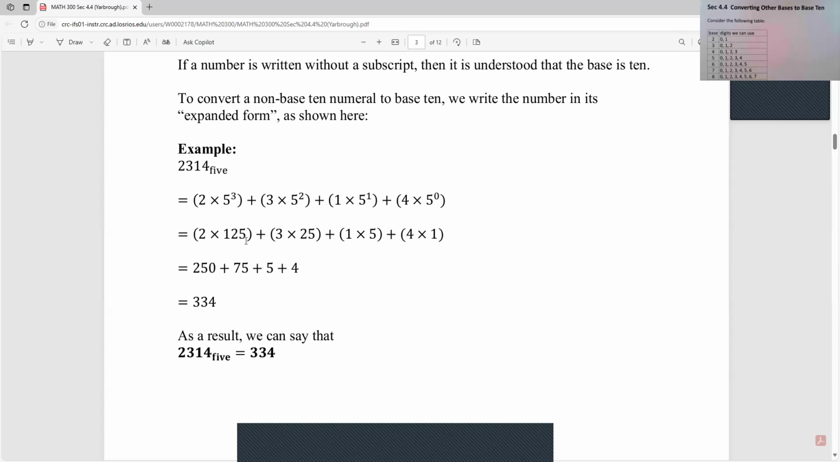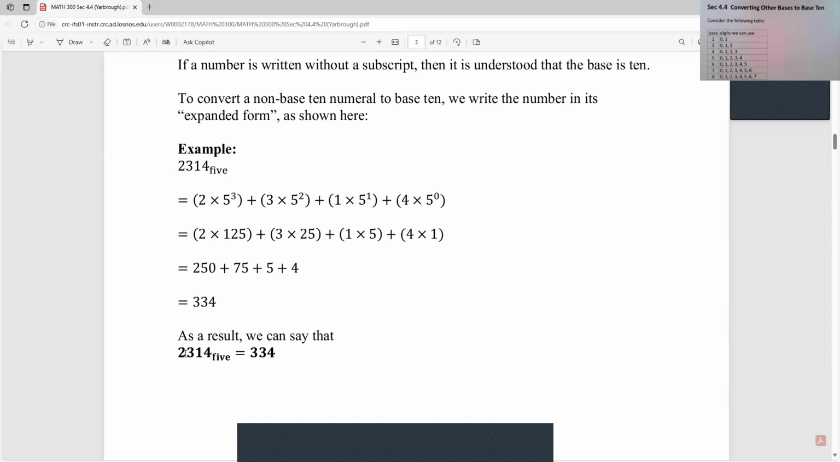So that represents 2 sets of 125, which is 250, plus 3 sets of 25, which is 75, plus 1 set of 5, which is 5, and finally 4 sets of 1, which is 4. If you add all those up, you get 334. So we can say that 2314 base 5 equals 334. That's my final answer right there. 2314 base 5, when I convert that into base 10, is equal to 334.